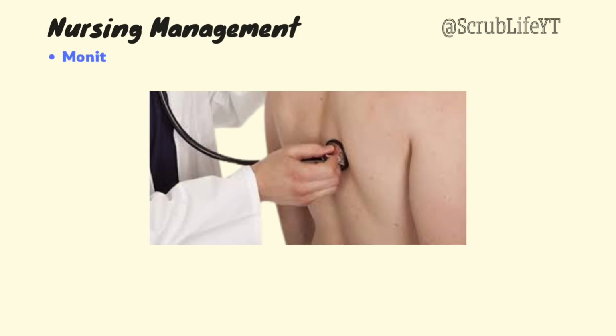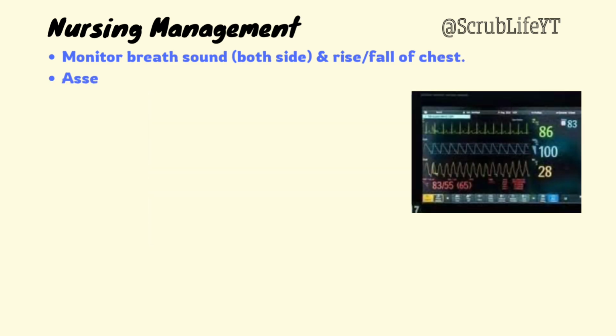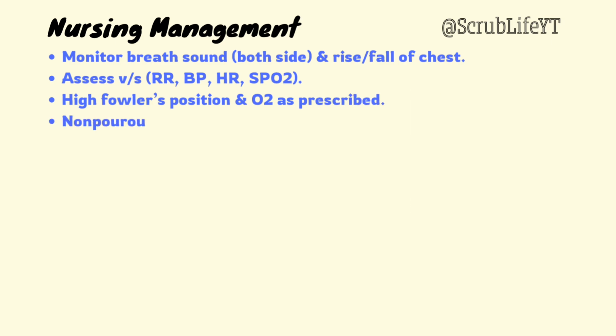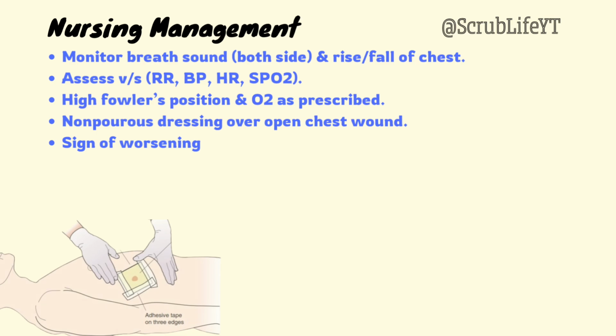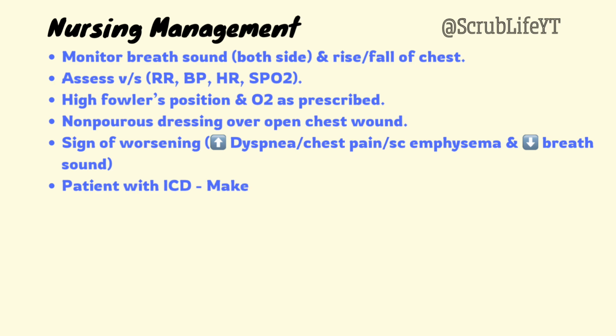It includes monitoring breath sounds on both sides and rise and fall of the chest. Assess vital signs, especially respiratory rate, blood pressure, heart rate, and SpO2. Provide high Fowler's position and O2 as prescribed. Apply a non-porous dressing over an open chest wound. Observe for signs of worsening like increased dyspnea, chest pain, subcutaneous emphysema and decreased breath sounds etc.